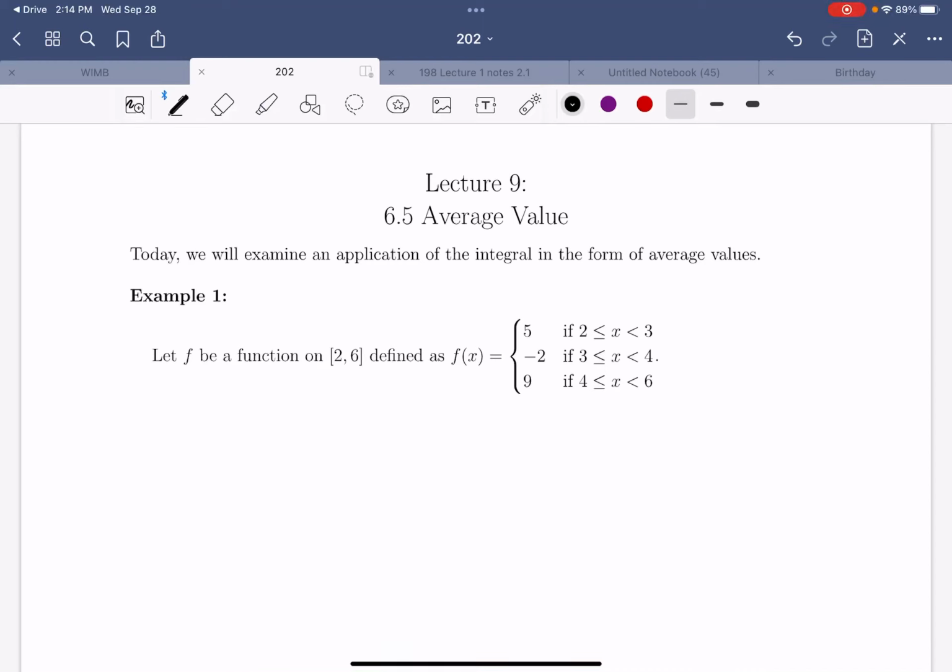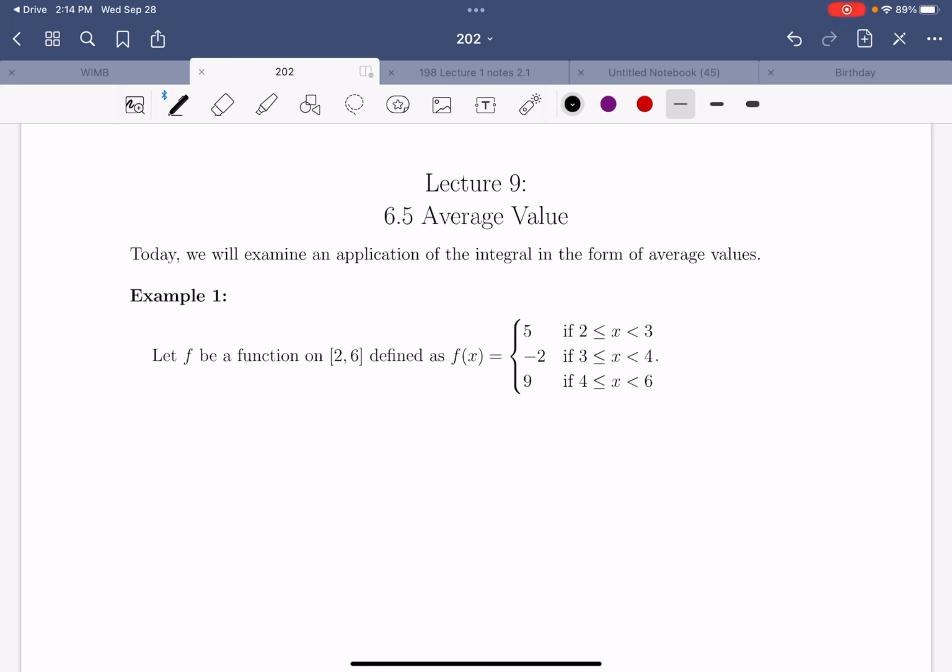Hey everyone, this is lecture 9, and we're skipping over section 6.4 and jumping into 6.5, which is the average value of a function. When you think about average value, when you're calculating averages, you usually add up a number of values and divide by how many you have. So if we think about it on a function on an interval, now we're letting those values be continuous, so they can be an infinite number of values over this interval.